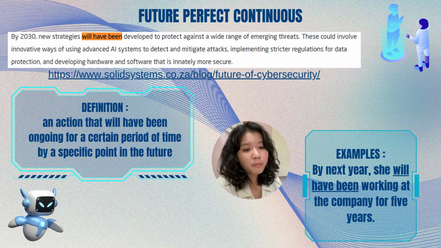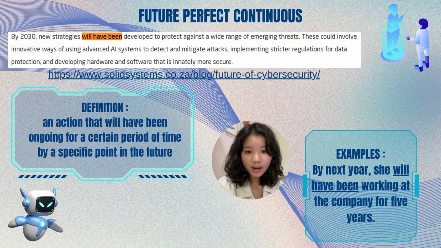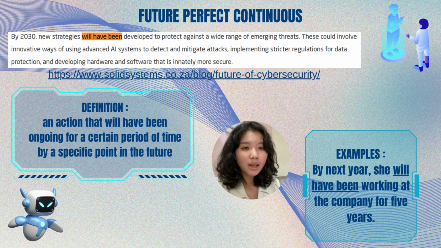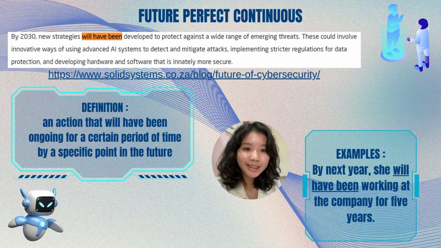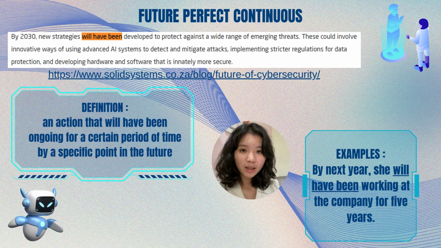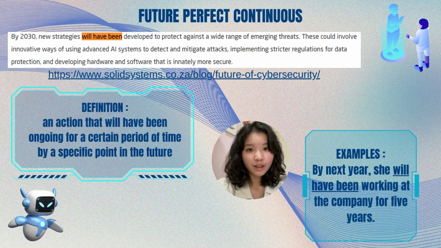Lastly, we have the future perfect continuous. Future perfect continuous is an action that will have been ongoing for a certain period of time by a specific point in the future. As you can see, the highlighted words in the article, will have been, are in the future perfect continuous tense. Another example given is: by next year, she will have been working at the company for 5 years. Will have been is also a future perfect continuous.